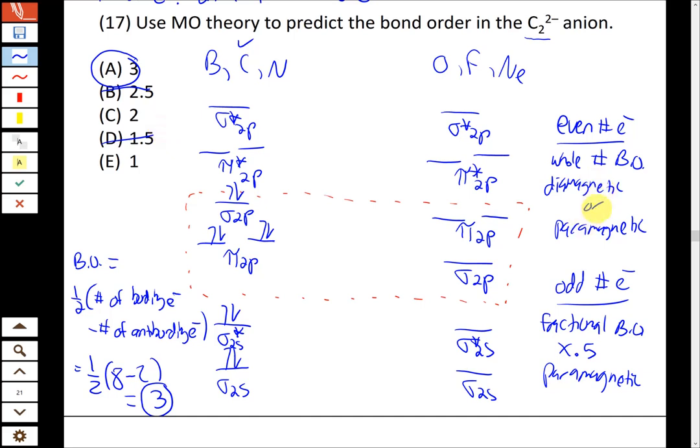But it could be paramagnetic or diamagnetic, so if we ask you about that, there's no shortcut to get there. For an odd number of electrons, fractional bond orders only, so it can't be a whole number, and it has to be paramagnetic. So if we ask about magnetism for that, it's simple, you don't even have to draw it out. Okay? So any questions on those topics? Any more questions?